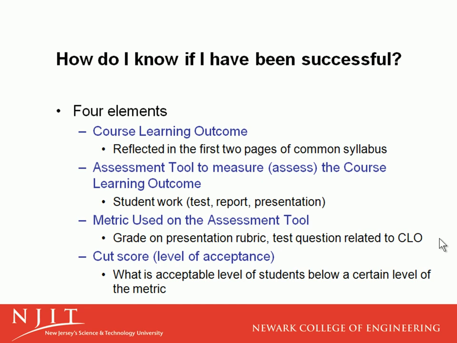Student work could be an assessment tool: tests, reports, presentations. We're then going to be using a metric on this assessment tool, and it may be a grade on a presentation rubric, it may be a test question related to the course learning outcome. And finally, we're going to have a cut score or a level of acceptance, which really answers the question, what is the acceptable level of students below a certain level of the metric? If we have these, we will know whether or not we've been successful.